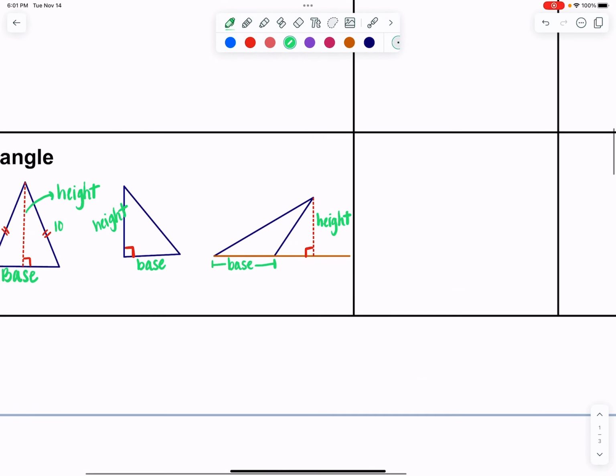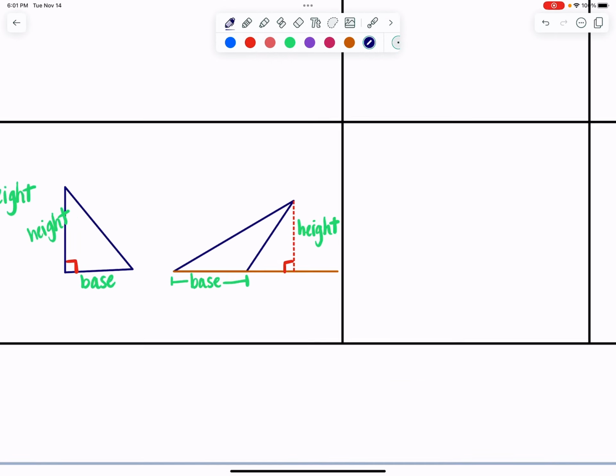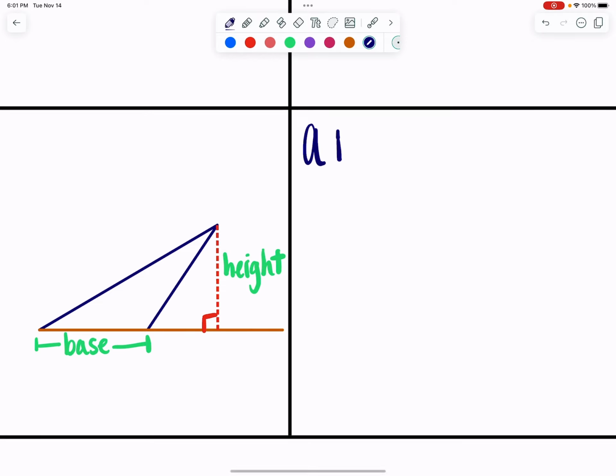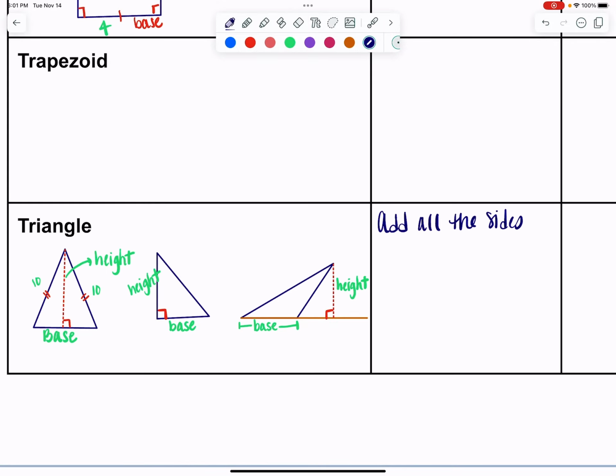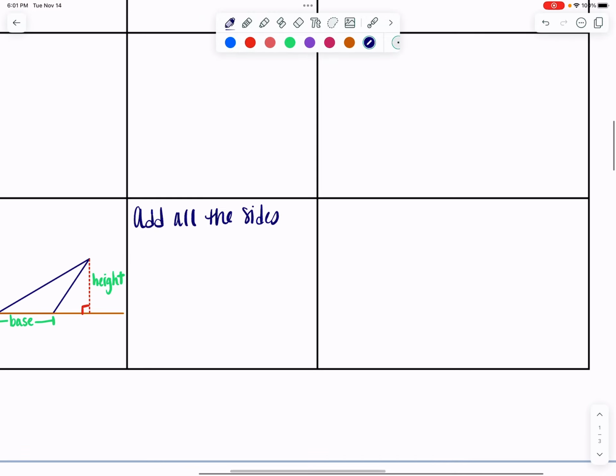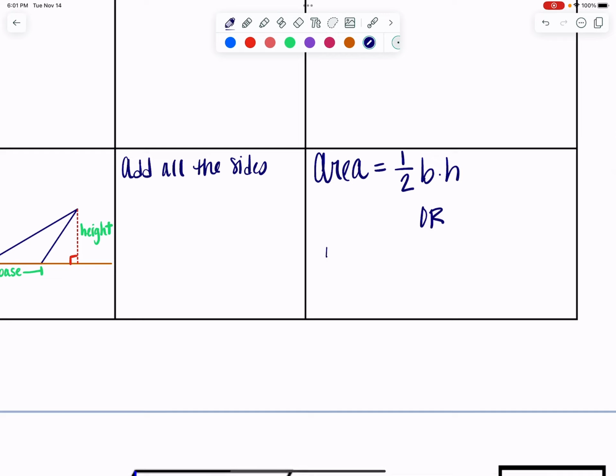There we go. So I'm hoping by now you're seeing a pattern. For perimeter, you're going to add up all the sides. For the area, area is 1/2 of the base times the height. Your other option that a lot of people prefer, but you get to the same place, is base times height divided by 2. Same thing. Pick one and get good at it.